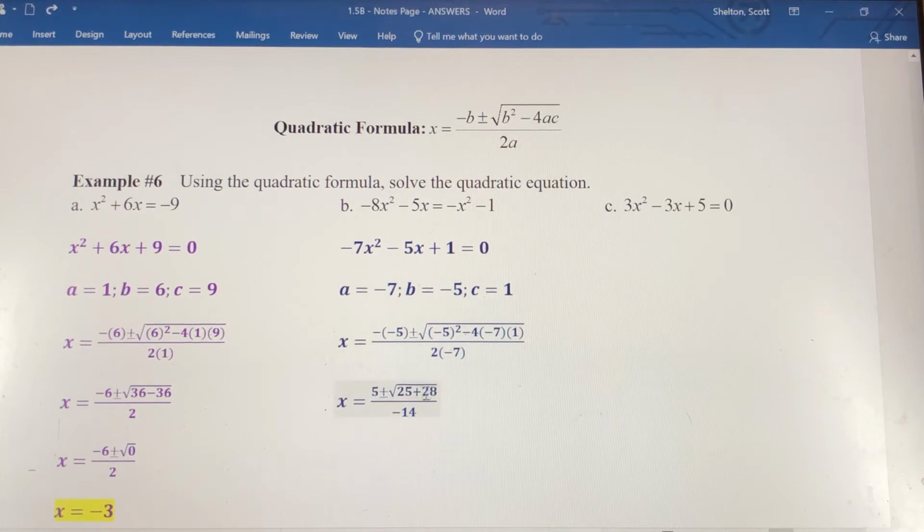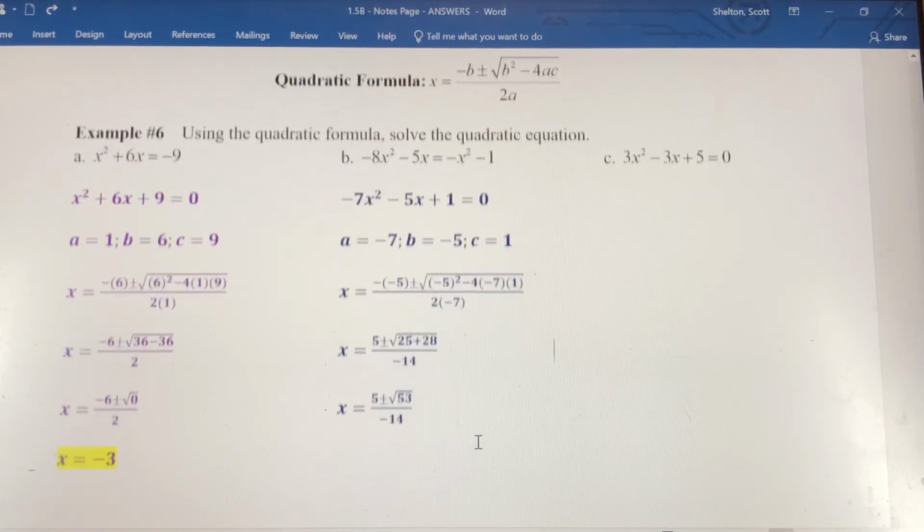My discriminant here, 25 plus 28, is going to be +53, okay? That means I have 2 solutions. They're going to be real solutions, okay? Not imaginary or complex. Okay, but because 53 is a prime number with no perfect square factors, and it's not a perfect square, my solutions are going to be what we call irrational, okay? And I'm going to leave them in radical form here, okay?